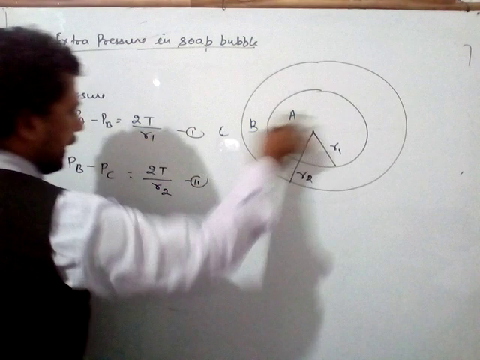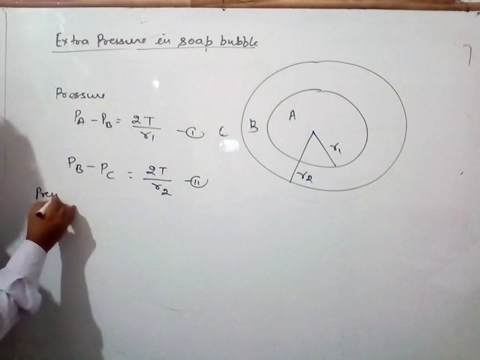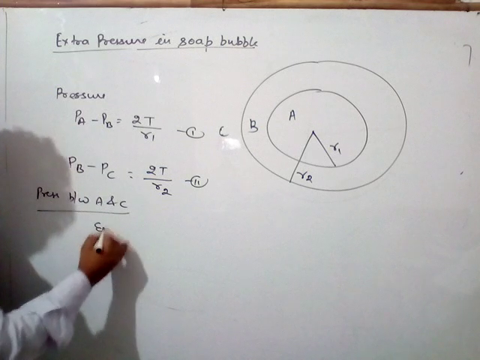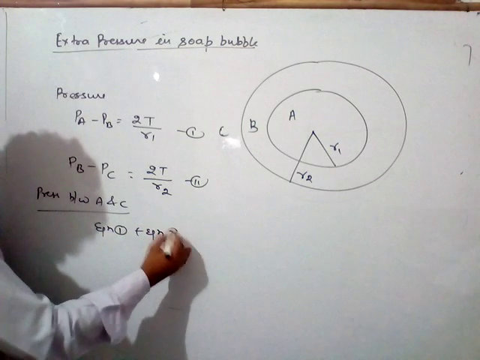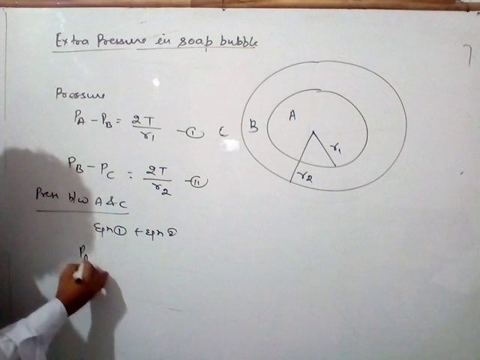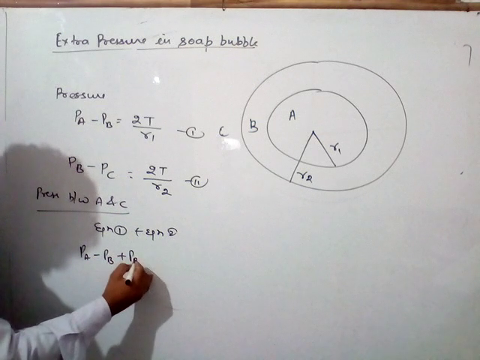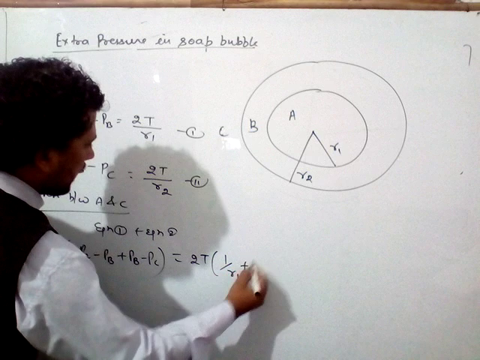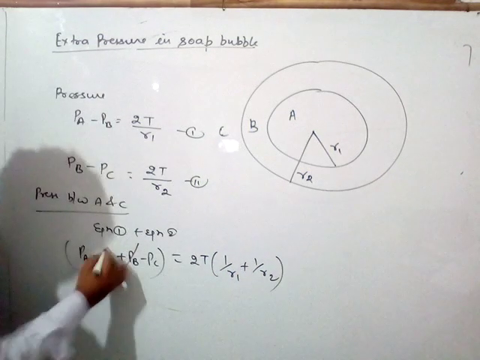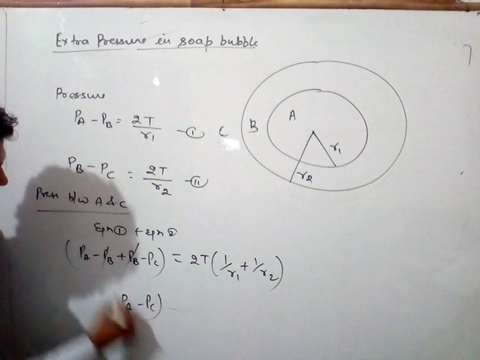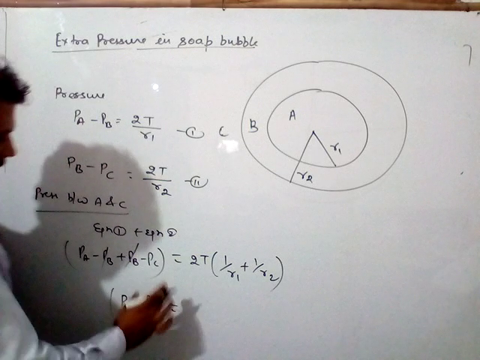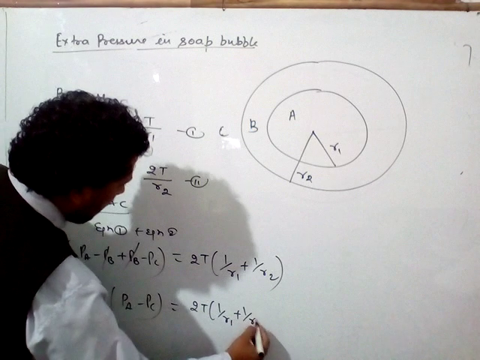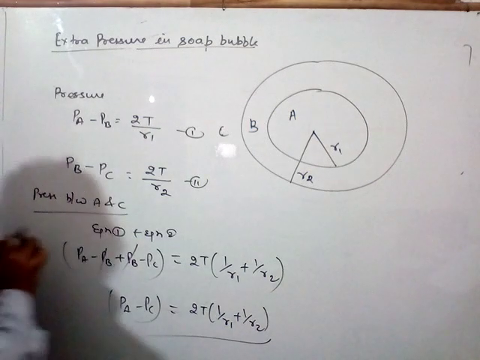So between A and C, that means equation first plus equation second, it is equal to PA minus PB plus PB minus PC. Adding both equations, it is equal to 2T into 1 by r1 plus 1 by r2, which is equal to PA minus PC. Okay, adding them, the gap between the two surfaces appears. So 2T into 1 by r1 plus 1 by r2 is the extra pressure.